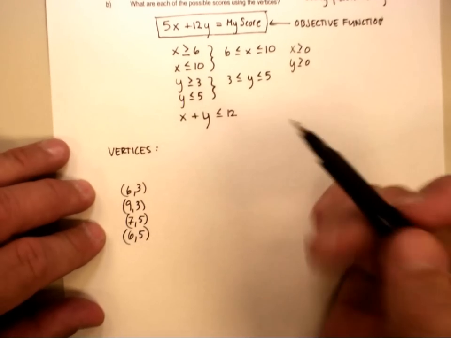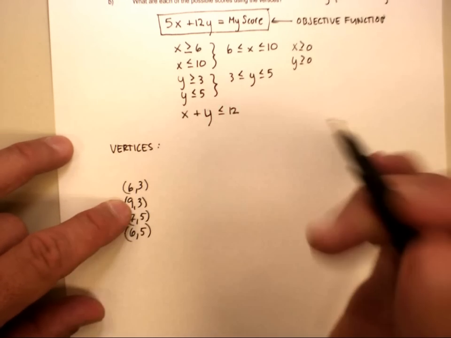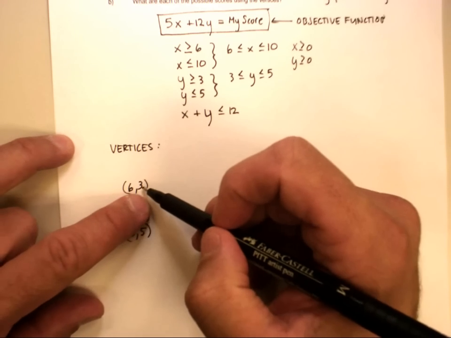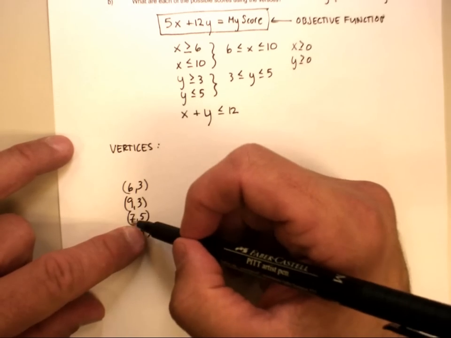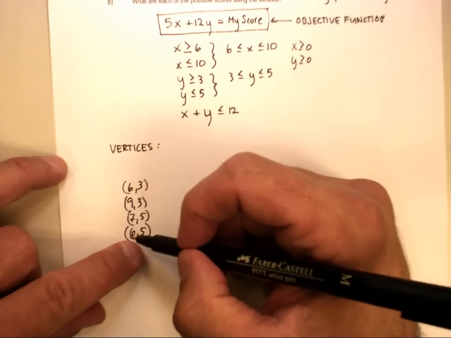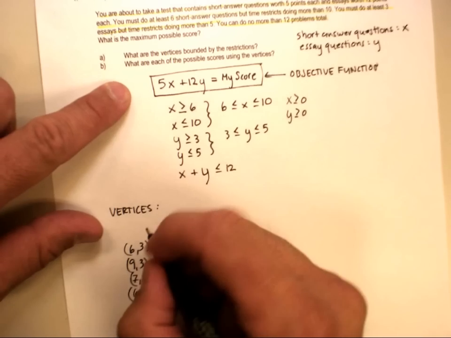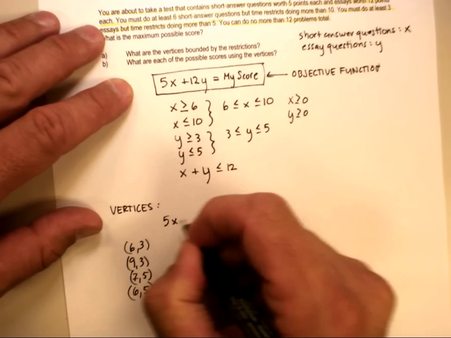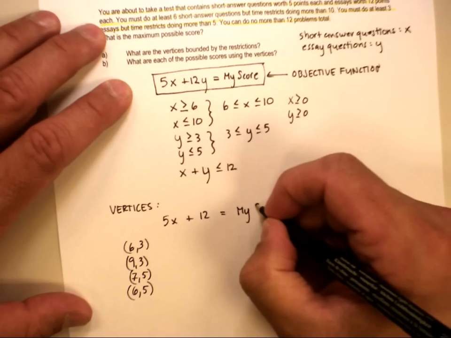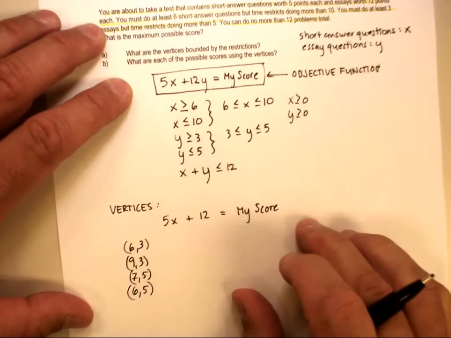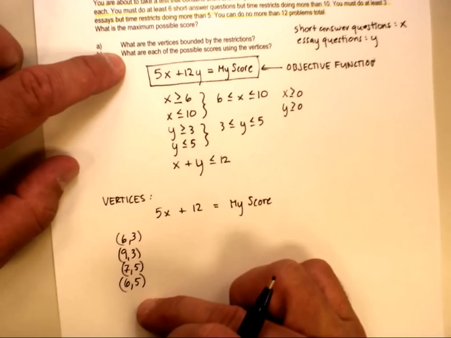So again, what is this basically saying? I have a combination of short answers and essays. So this combination is 6 short answer, 3 essay, 9 short answer, 3 essay, 7 short answer, 5 essay, 6 short answer, 5 essay. And if I put it through my objective function, right up here, 5x plus 12y, give me my score, I'll be able to answer my second question. What are each of the possible scores using the individual vertices, okay?